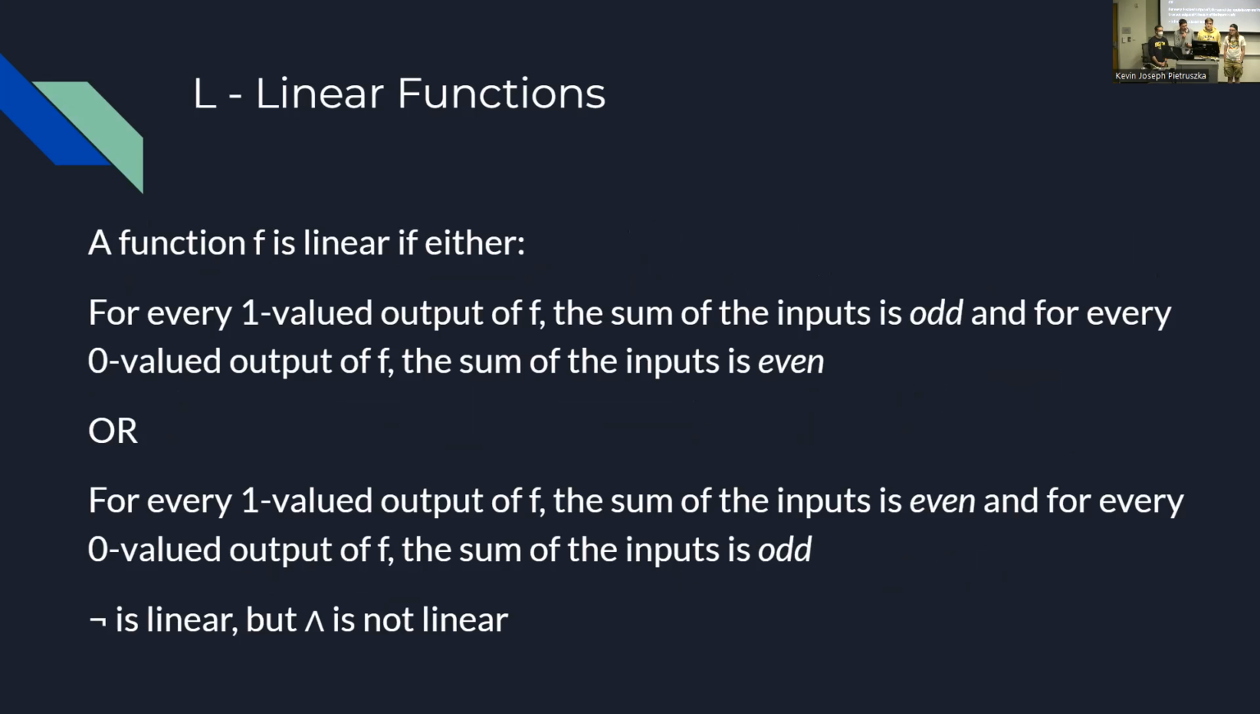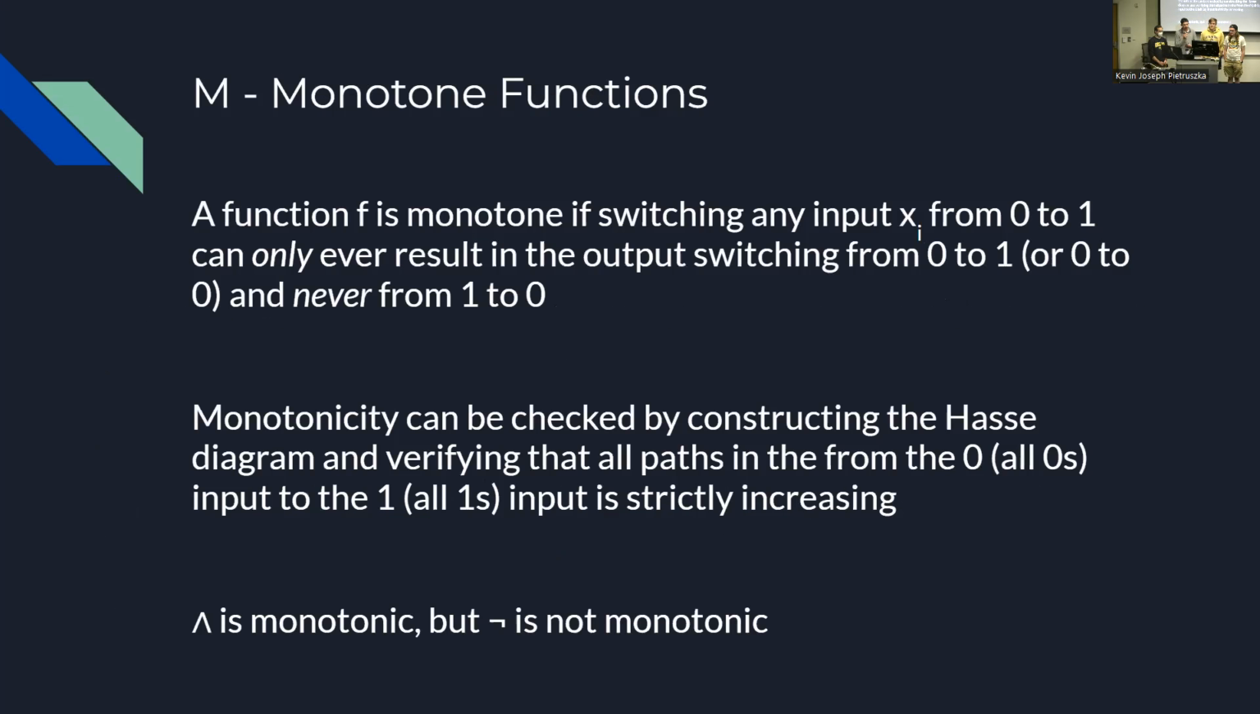The second condition is kind of the mirror of this, which is that for every 1 valued output of F, the sum of the inputs is even, and for every 0 valued output of F, the sum of the inputs is odd. If we examine the truth tables, we can see that NOT is a linear function and AND is not a linear function.